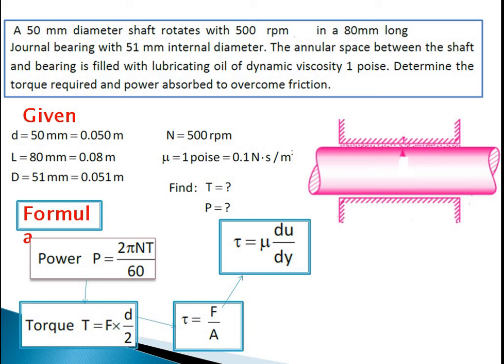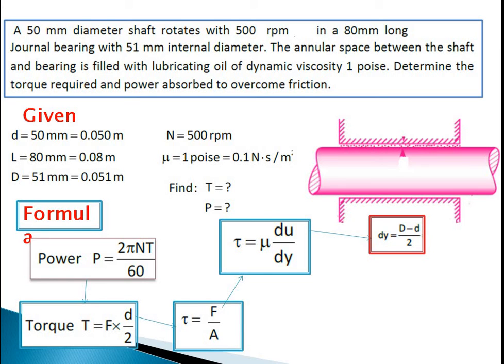Initially it is required to calculate tau, where tau equals mu into du by dy. Then we have to find the force by using these equations. Then force is put into torque, and now torque is put into power P. So by this cyclic process we have to solve the problem. So how do we calculate du by dy? dy is nothing but the gap between the two rotating surfaces.